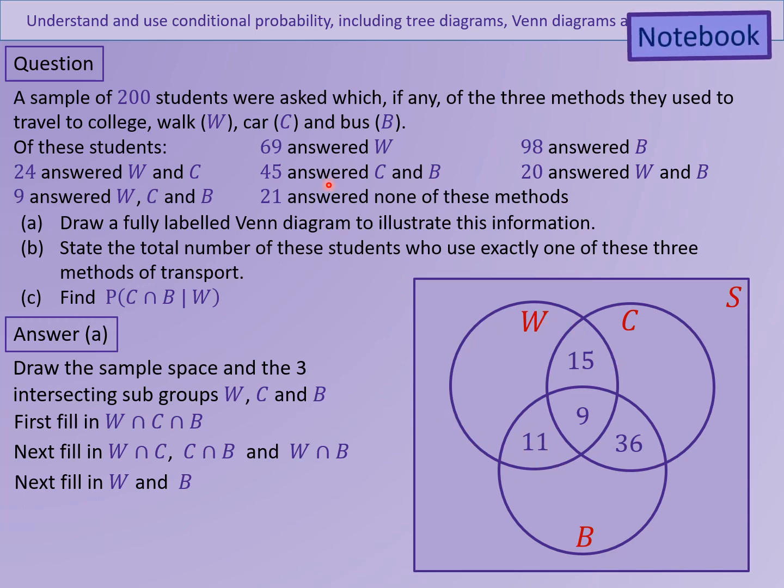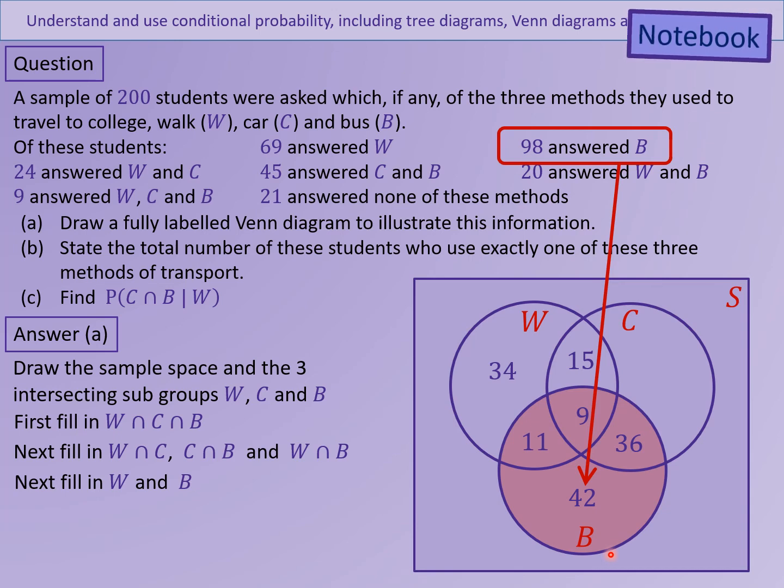But 69 in total answered W. So there you go. Work out the missing one, it has to be 34. So we've managed to fill in all those different results. What about for B? 98, but we could take away that, take away that, take away that, and that would be the result of 42. There we go. I think we're pretty much done.